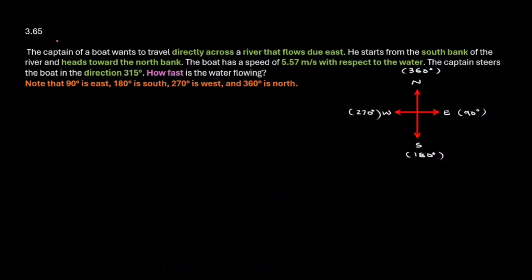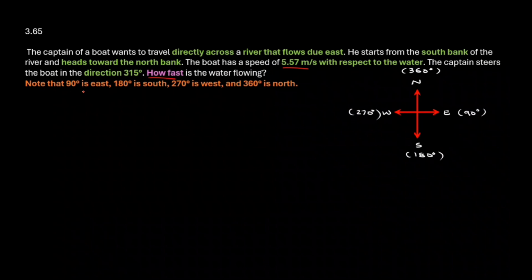Question 3.65. The captain of a boat wants to travel directly across a river that flows due east. He starts from the south bank of the river and heads towards the north bank. The boat has a speed of 5.57 meters per second with respect to the water. The captain steers the boat in direction 315 degrees. How fast is the water flowing?